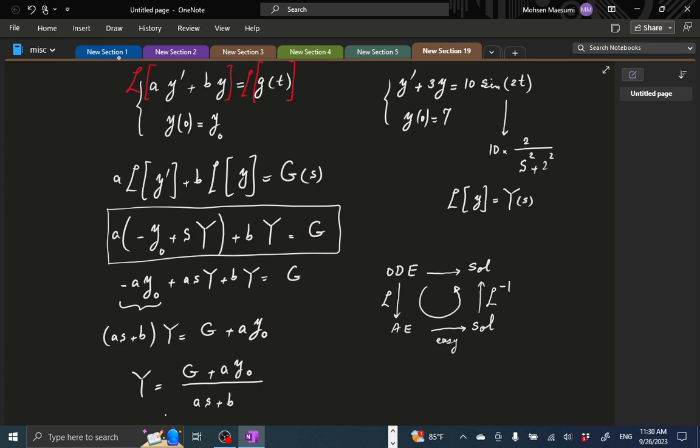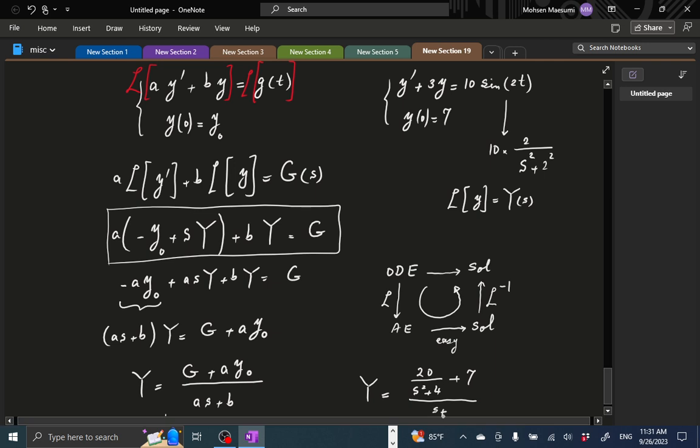So let's see. Let's take some specific examples. So for example, here my Y is going to be Laplace transform of whatever we have on the right hand side. So that would have been 20 over s squared plus 4, and then a y0, a is 1, y0 is 7, divided by a s plus b. a s plus b just comes from here. So a is 1, s plus b is 3, so that's going to be s plus 3.